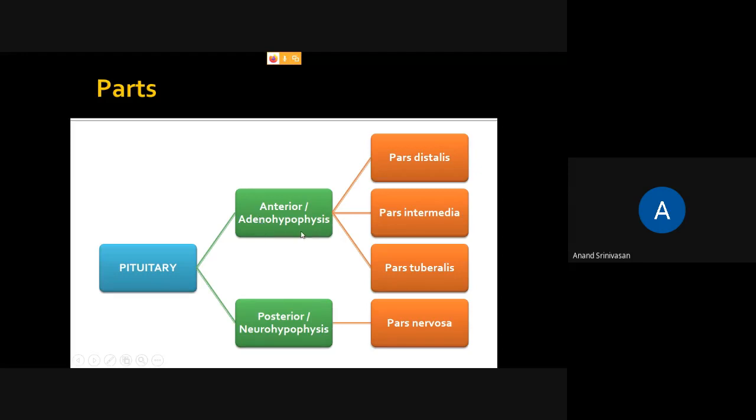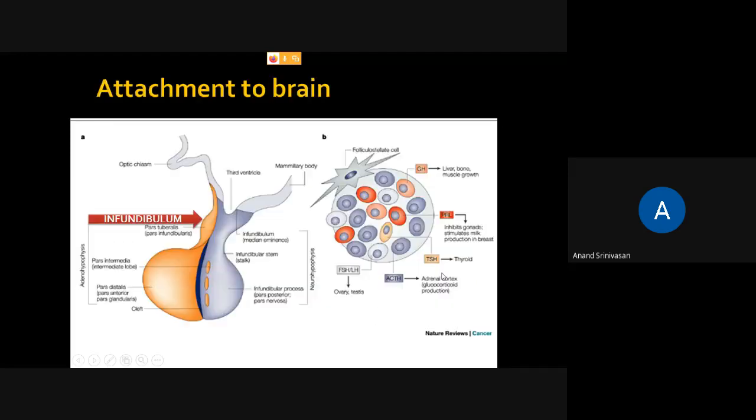Adenohypophysis, neurohypophysis. The anterior part is further subdivided into three portions, which are called pars distalis, pars intermedia, and pars tuberalis. You can see all these things in this picture.